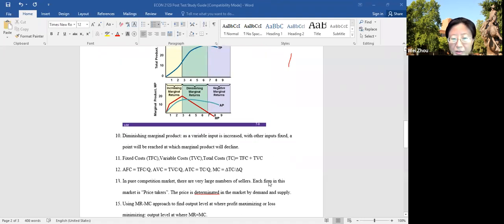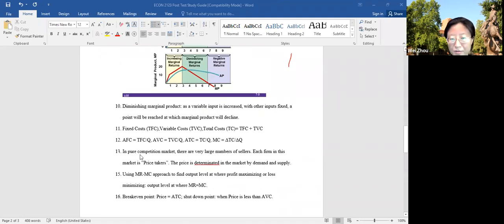Which we brought into the first market model. We said it depends on how many sellers are in this market. Can you control the price in this market? We have pure competition, monopolistic competition, oligopoly, and pure monopoly. The first market structure we discussed is pure competition. To find the price level and the quantity that maximize profit, we use marginal revenue equal to marginal cost, okay?